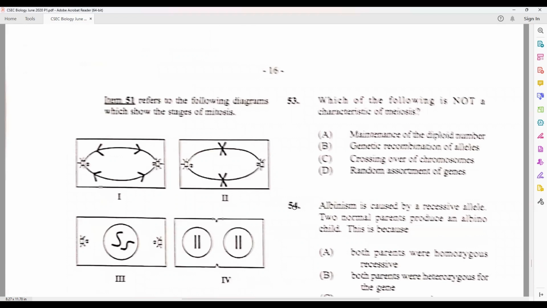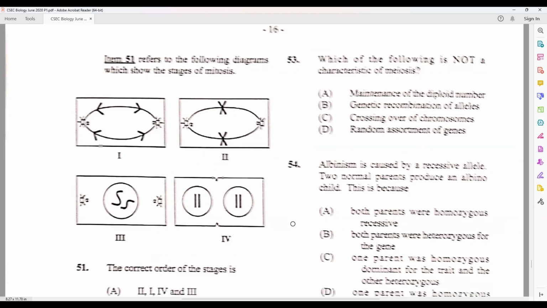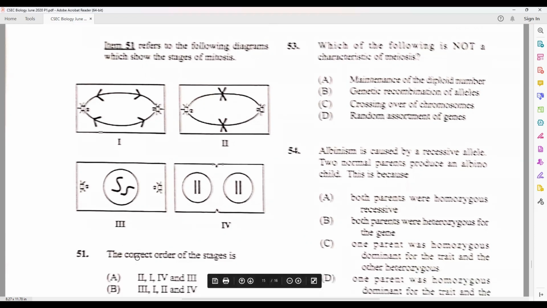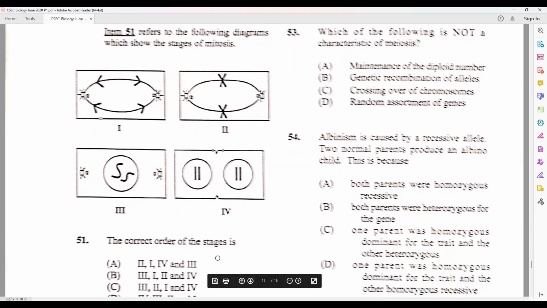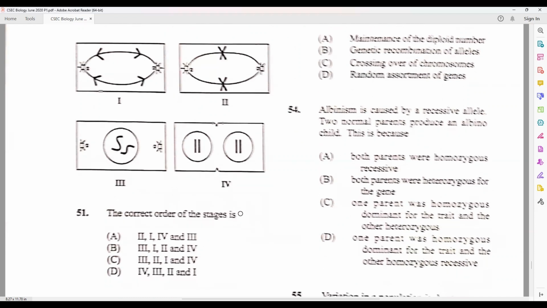51 refers to the following diagram, which shows the stages of mitosis. And I hope persons are familiar with the stages of mitosis: metaphase, prophase, telophase, anaphase. All these are stages of mitosis, and they ask you for the correct order of the stages. And just looking at this diagram, you know that 3 is first and 4 is last. And you could use that as your hint.